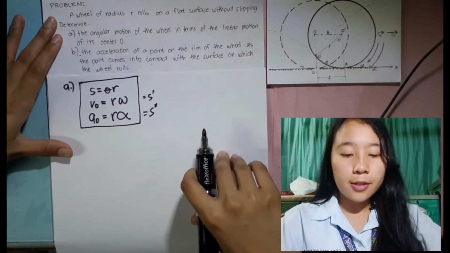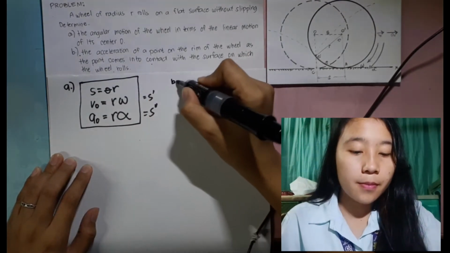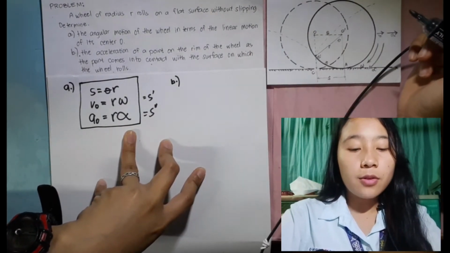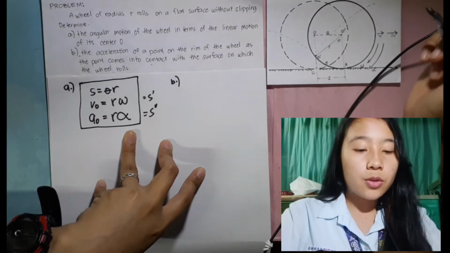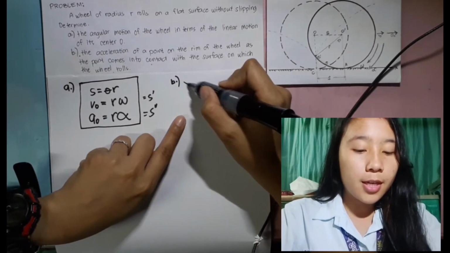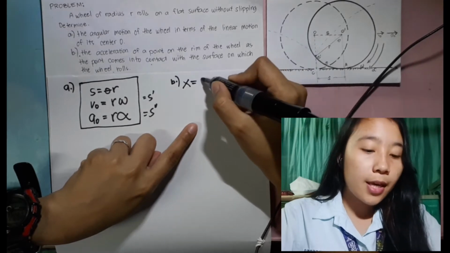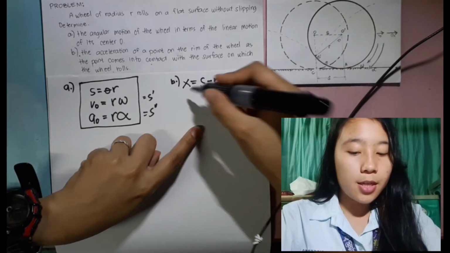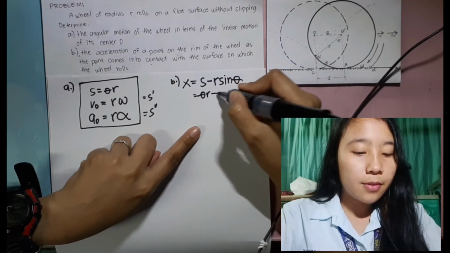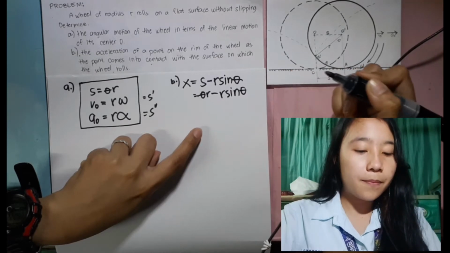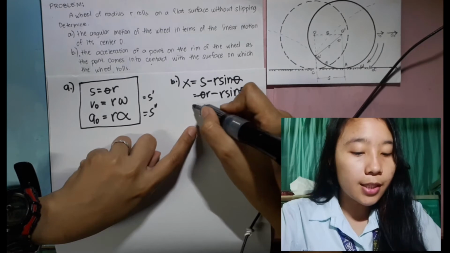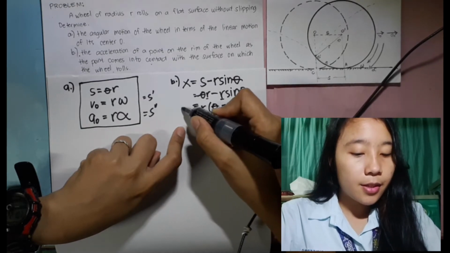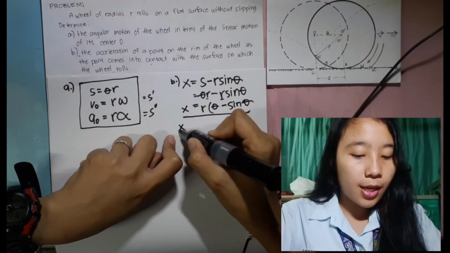So now let's solve for letter B, the acceleration of a point on the rim of the wheel as the point comes into contact with the surface on which the wheel rolls. So we can say x is equal to S minus r sine theta. Since S is equal to theta r, we can rewrite it as theta r minus r sine theta. So let us factor out the common r, times theta minus sine theta. This is our x. So let us get x prime.